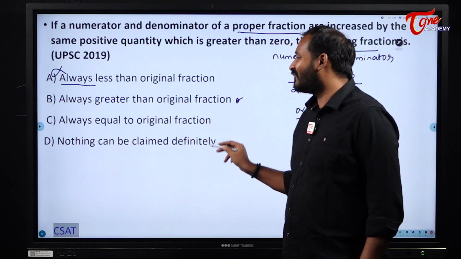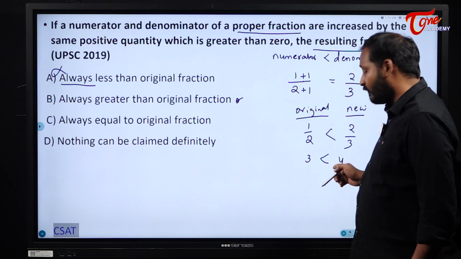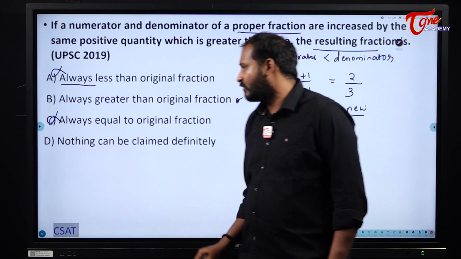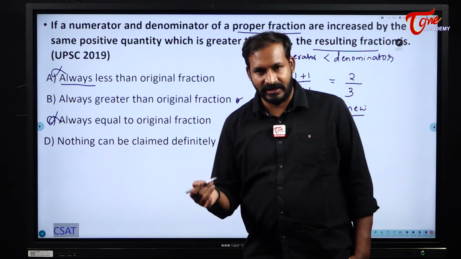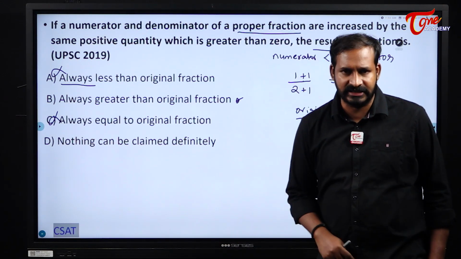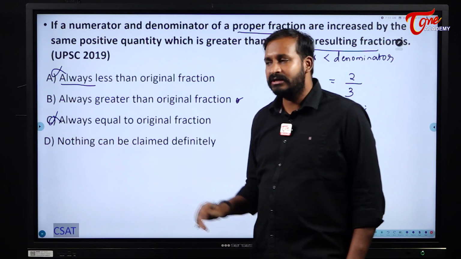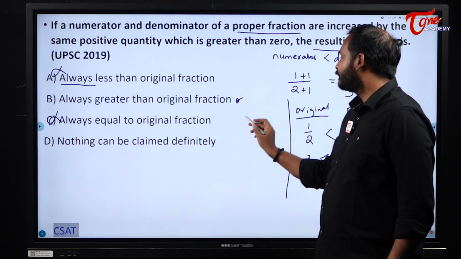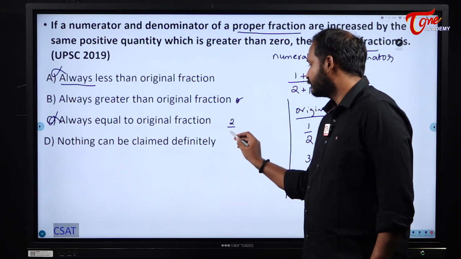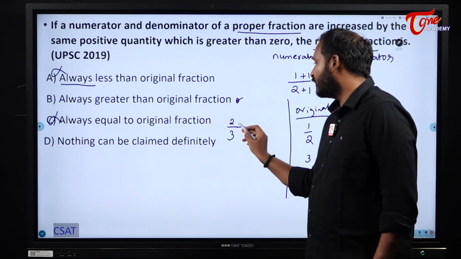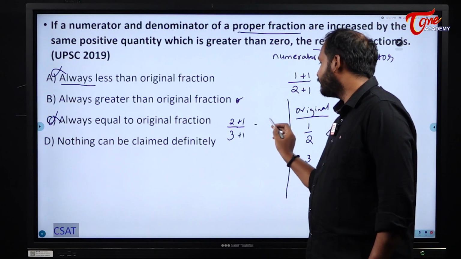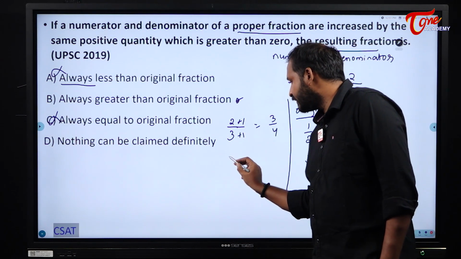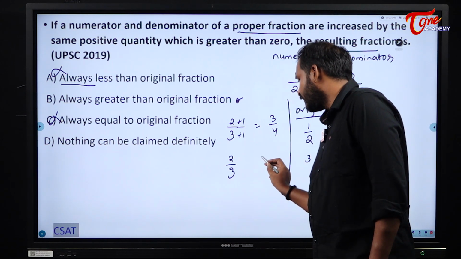Next, always equal to the original fraction. In one case it is becoming greater, which means we cannot say always. So this one is also gone. Nothing can be claimed definitely. We will see with 2 to 3 more examples. Then we will come to a conclusion whether this is correct or this is correct. Now we will go with one more. I will go with 2 by 3. I will add the same 1 and 1 to this. So what does it become? 3 by 4.